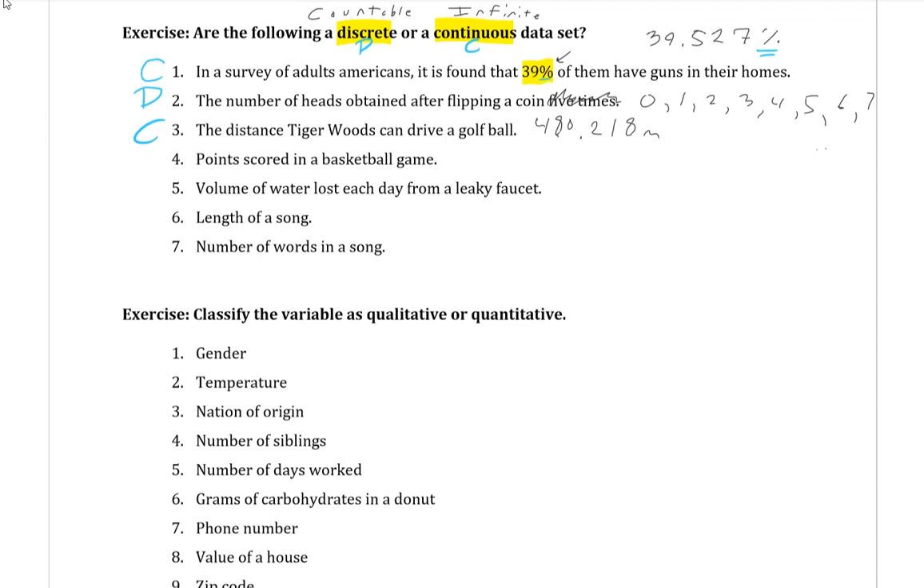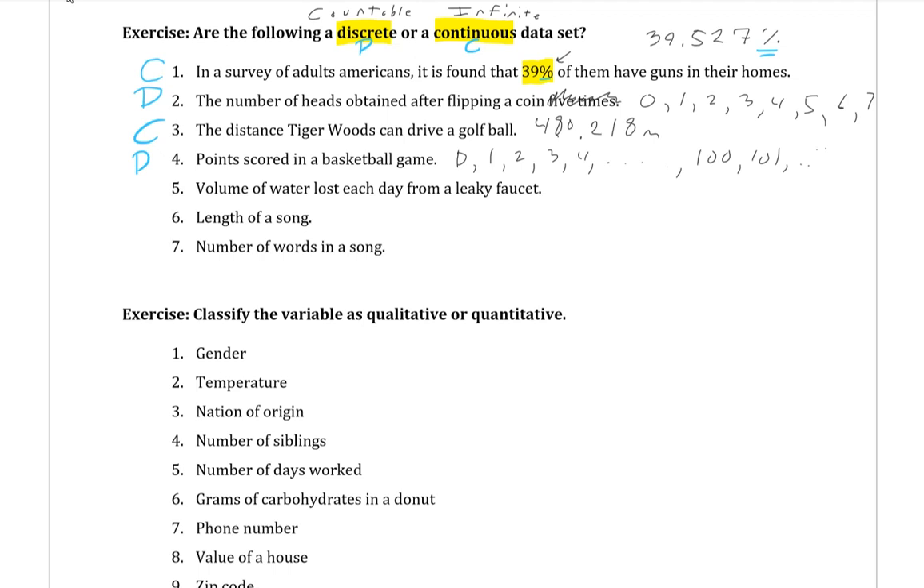Next, points scored in a basketball game. I already talked about this one. You could have, well, technically 0 points. 1, 2, 3, 4. These are all points in a basketball game. Typically, they go up to like 100, 101. They go pretty high. But no matter what, I can still count all these values pretty logically. So therefore, we would likewise consider this discrete.